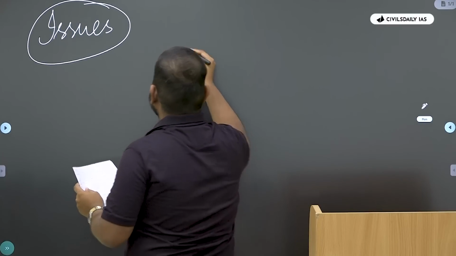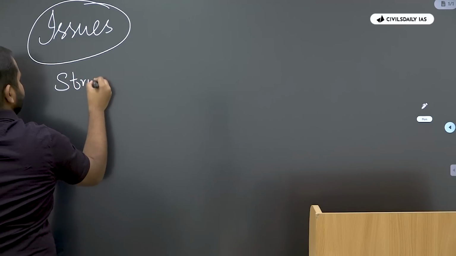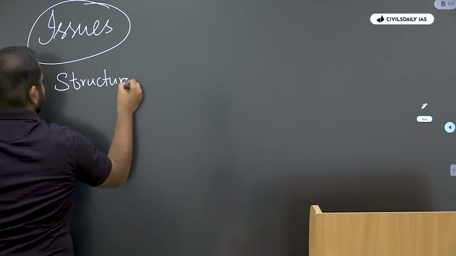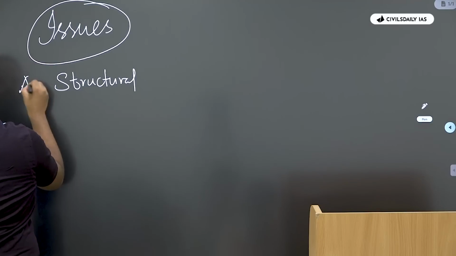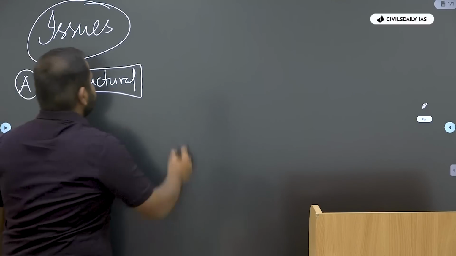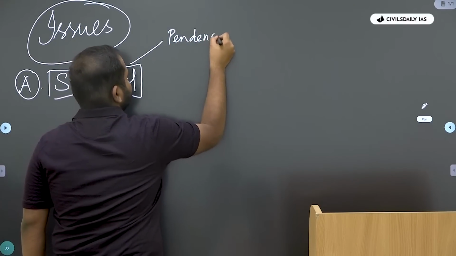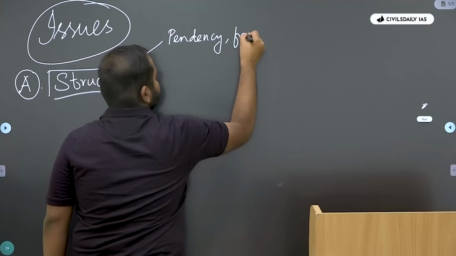So first is structural issues, the very fundamental issues with the Indian judiciary at this point. One is pendency of cases and frequent adjournments.